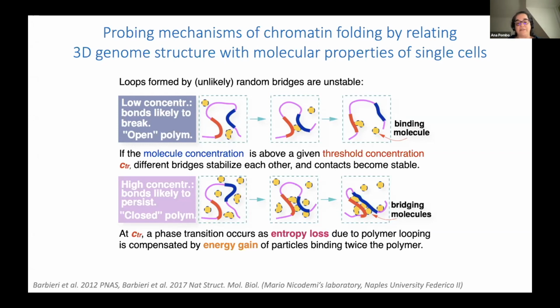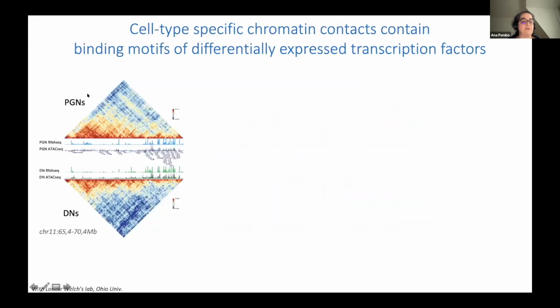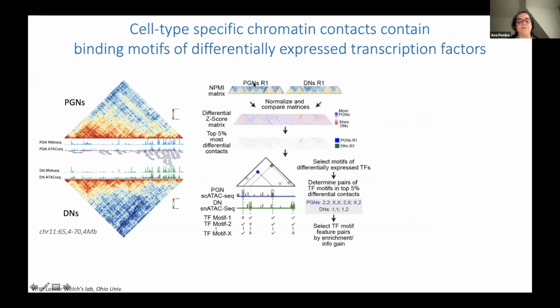And so we wanted to start probing these concepts with our data. To do this, we took two neurons, which are more closely related than, for example, the neurons with the ES. If we look at these matrices, you can immediately see regions that are different. To focus on the most different contacts, we essentially subtracted the matrices and focused our attention on only the top 5% most differential contacts.